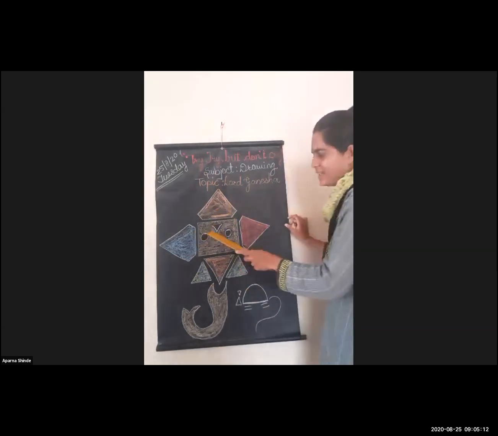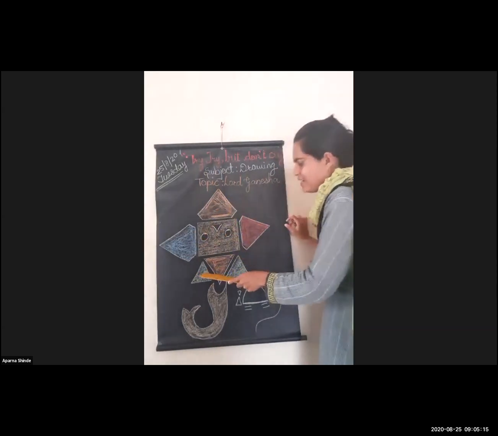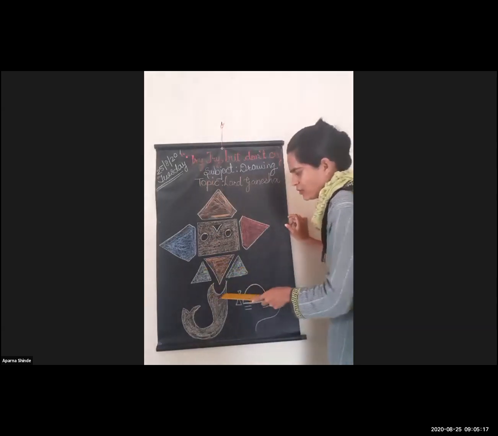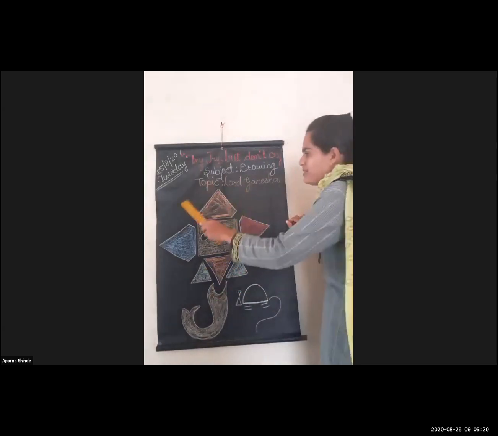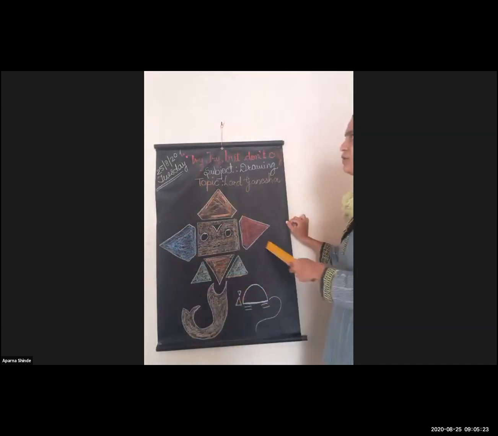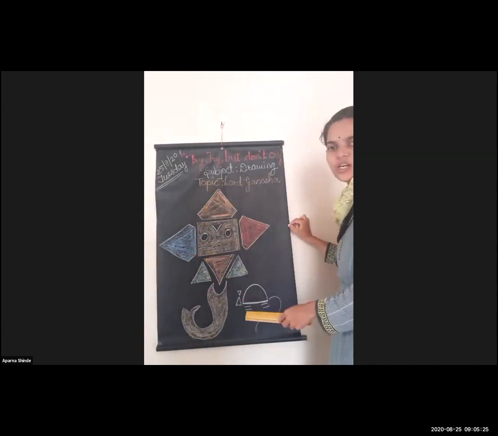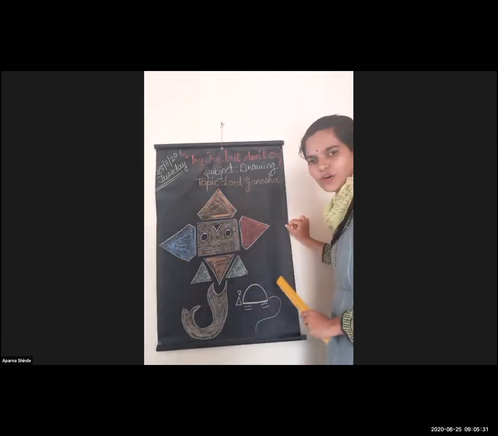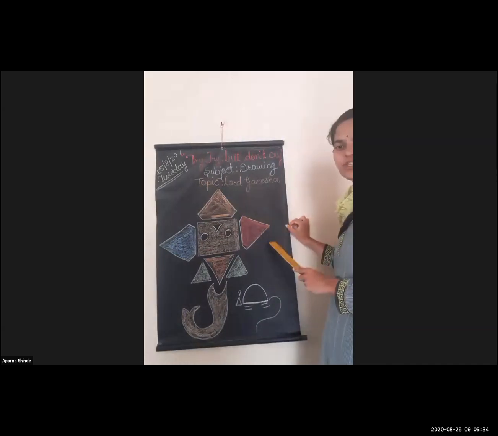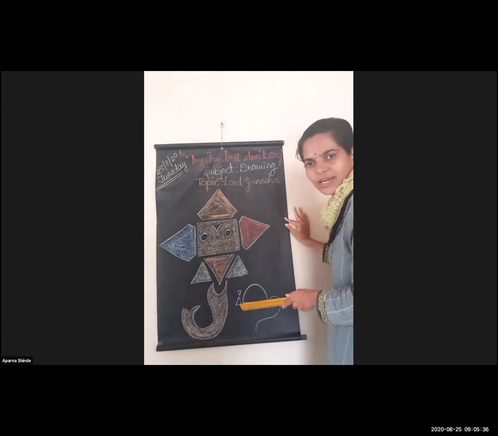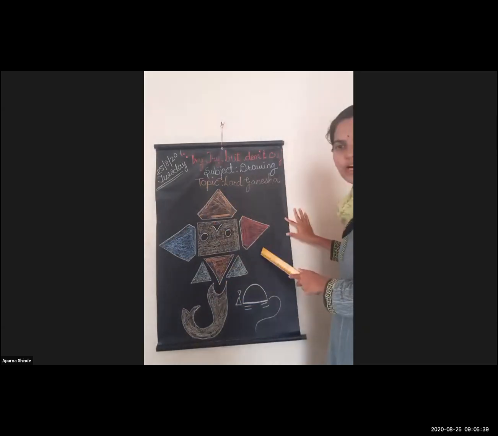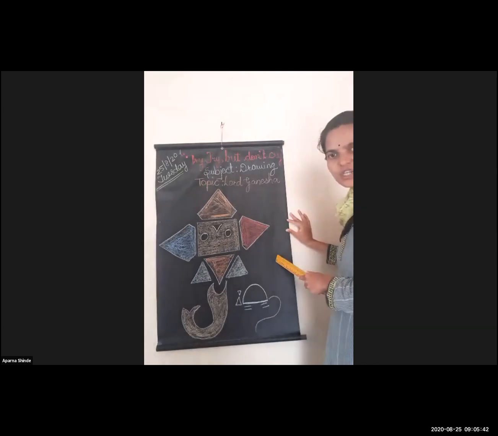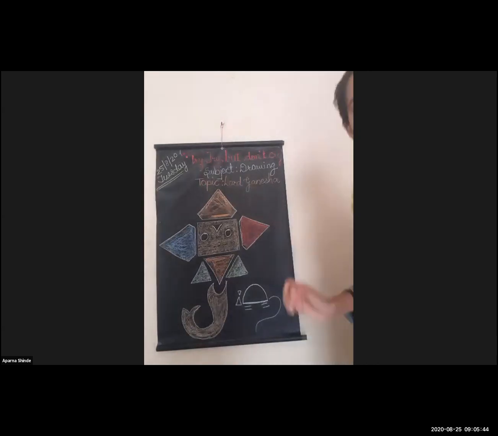2 circles are there. 3 triangles are there. 1 curve shape is there. And with the help of the basic lines and basic shapes, we have drawn our picture of Lord Ganesha. So at home, with the help of your parents, you have to draw the picture of Lord Ganesha. Okay? I will show this photo on your group. You have to draw this picture at home. Now we will move forward.